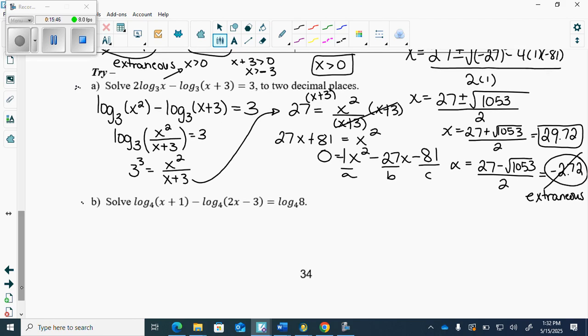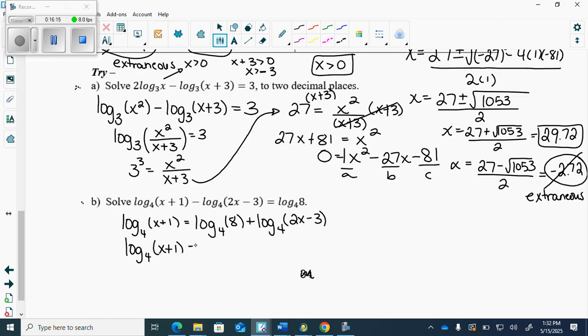When they're all three logs, life is a lot easier. So we can put these ones together. And if you don't like the minus, do we have to keep it on this side? We could move it to the other side, that's what I'm gonna do. They're all logs anyways. Log base 4 of 8 plus log base 4 of 2x minus 3. Log base 4 of x plus 1 equals log base 4 of 8 times 2x minus 3.